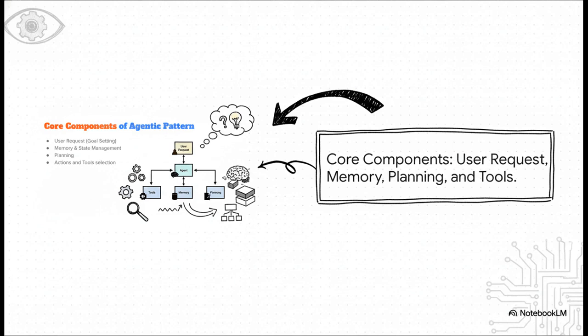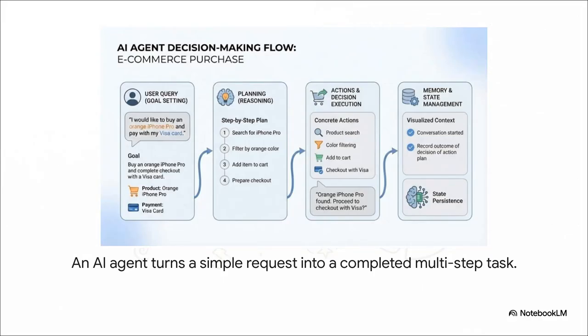It all kicks off with you, the user request. That's the goal. Now, to actually keep that goal in mind, it relies on memory. Then, it uses a planning module to figure out the steps it needs to take. And finally, it uses tools to actually go out and do things in the world. This right here is the foundation for a much, much smarter AI. Let's actually see how these pieces all snap together.